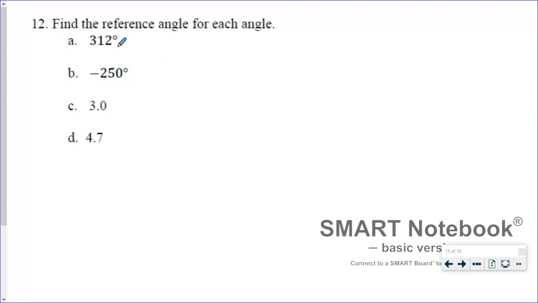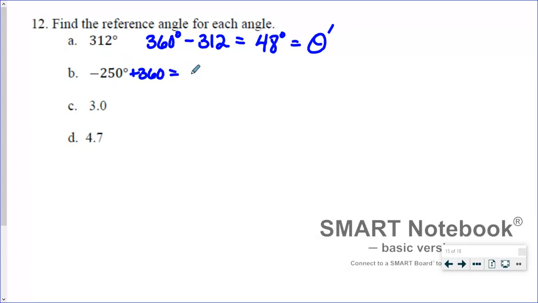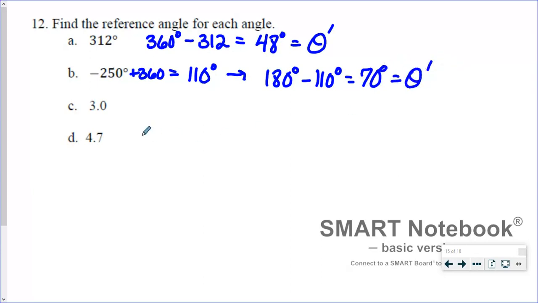So here we're in the fourth quadrant, so all I have to do is say, well, 360 minus 312, and that is 48 degrees. So that's my theta prime, which is my reference angle. Here we don't like this, so if we add 360, that's going to give me 110 degrees. That's going to be in quadrant 2. So in quadrant 2, you take 180 minus the angle to give me 70. So that is my theta prime, my reference angle.